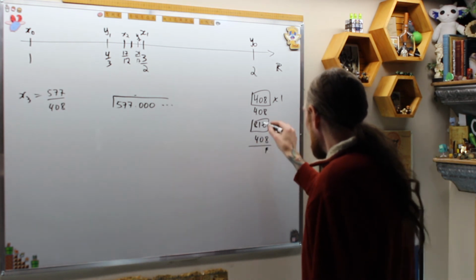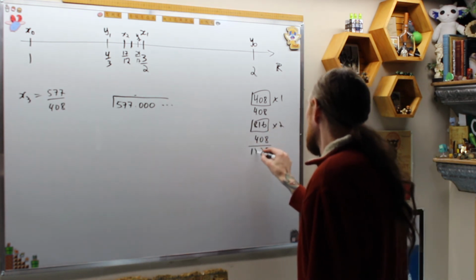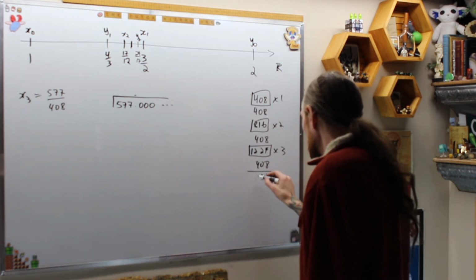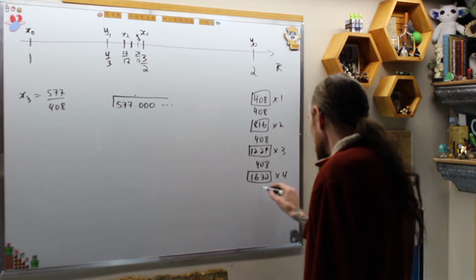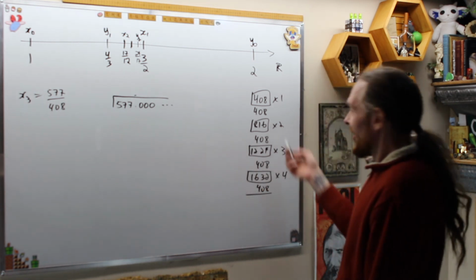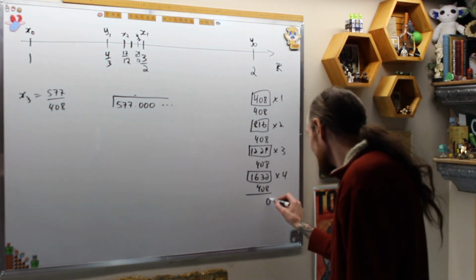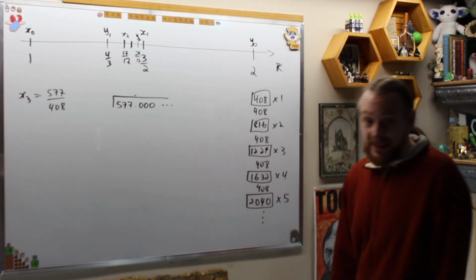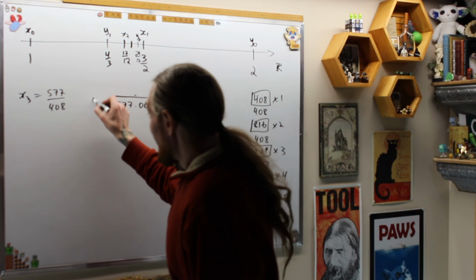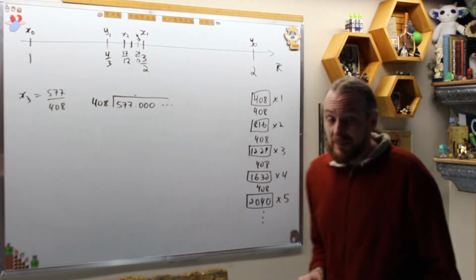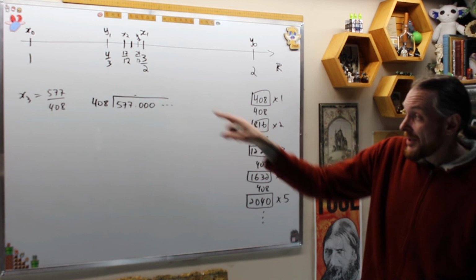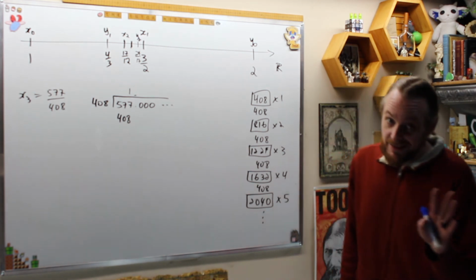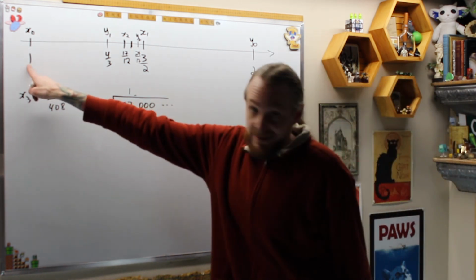408 will give me 1224 times 3. 408 will give me 1632 times 4. And then I'm cheating because I know it's 1.414, but one more, we'll get 2040 times 5. You list the multiples of the number first, then when I divide 408 into 577, it becomes a whole lot easier. How many times does 408 go into 577? 1. We should know that anyways because we already know from the very first step it was 1 point something.